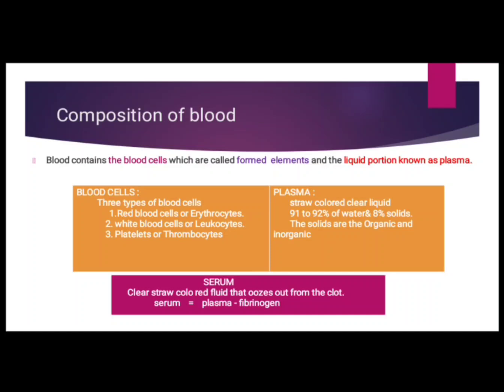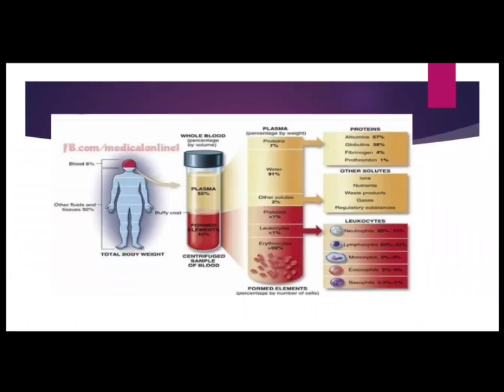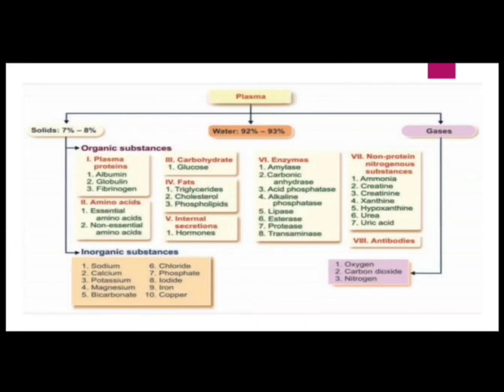And serum is plasma minus fibrinogen. It is a clear straw colored fluid that oozes out from the clot. So this is the picture. Plasma contains solids, water and gases, and the solids are organic substances and inorganic substances. This is the composition of plasma.